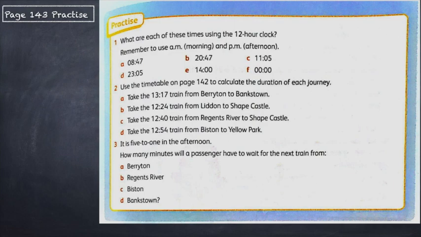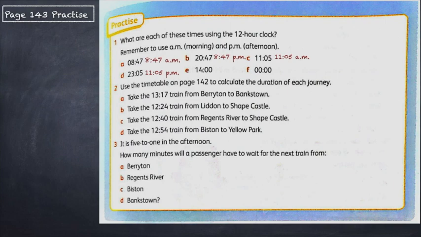choice A, 8:47, it's going to be same as 8:47 AM. 20:47, 20:47 is in the evening, so we are going to minus it by 12. It's going to be 8:47 p.m. 11:05. 11:05 is in the morning, so it will be the same as 11:05 a.m. 23:05. 23:05 is at night, so we're going to minus it by 12. It will be 11:05 p.m.